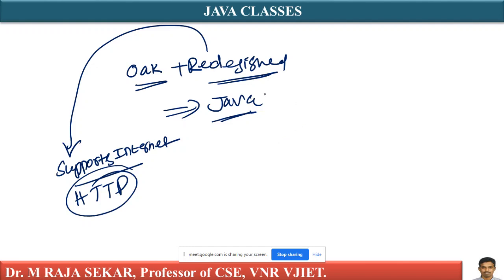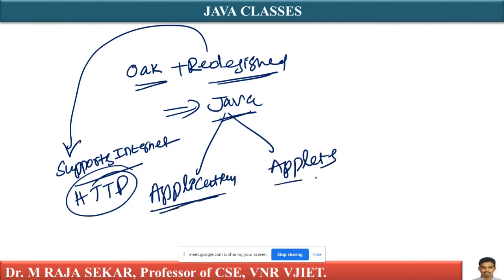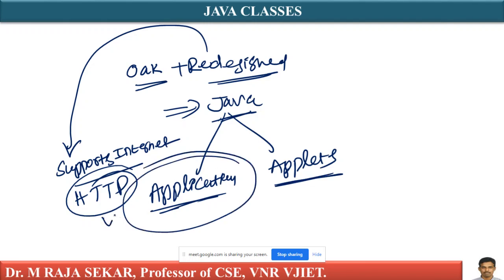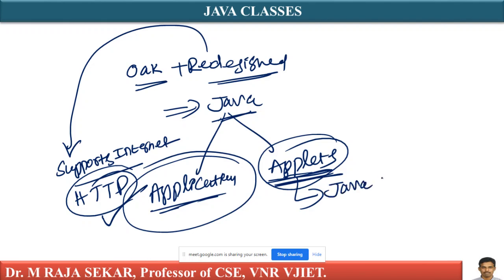Java includes two types of programs: application programs and applets. In the initial classes, I will spend time on application programs. Then after a few sessions, I will spend time on applets, because applets are the programs by which Java supports the internet. How does it support the internet? We will try to understand.